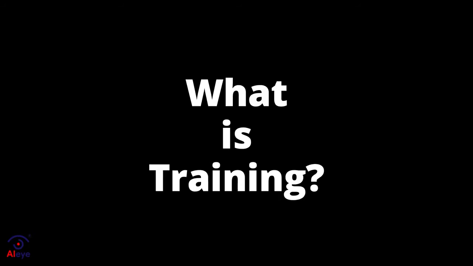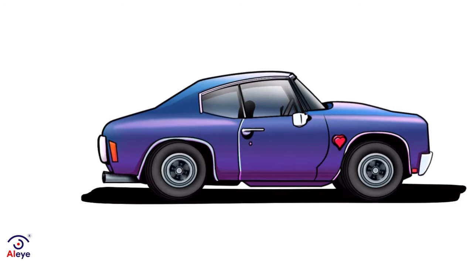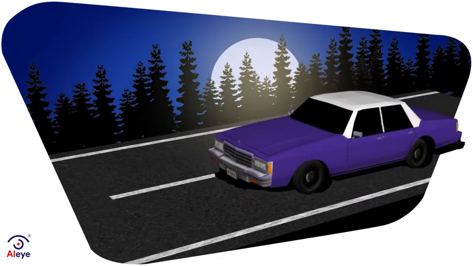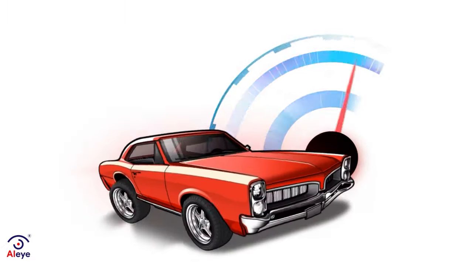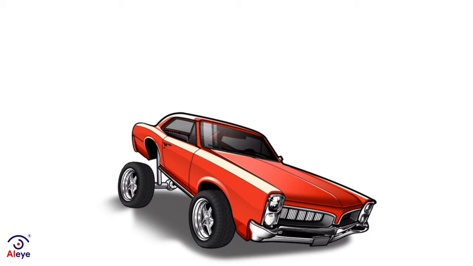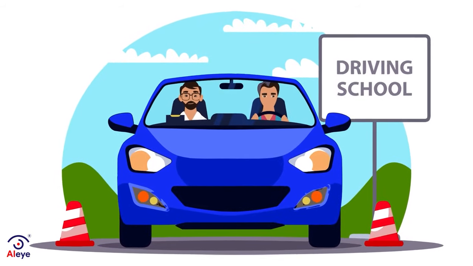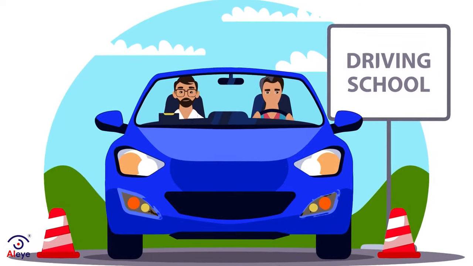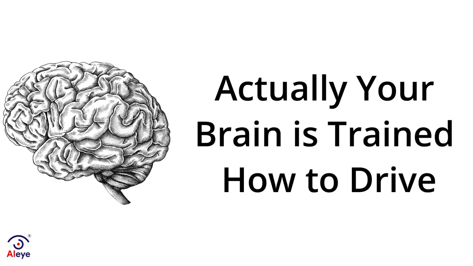What is training? Think about going to a driving school to learn how to drive a car. In driving a car, what you see are the inputs to your brain. Your driving actions, such as steering, accelerating, and braking, are the outputs. In the driving school, you get a trainer or driving instructor to train you how to drive. Actually, your brain is trained how to drive.